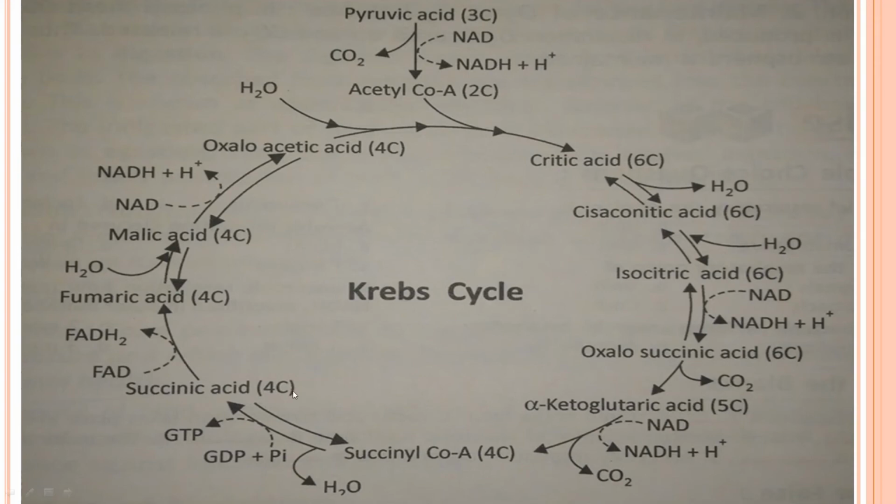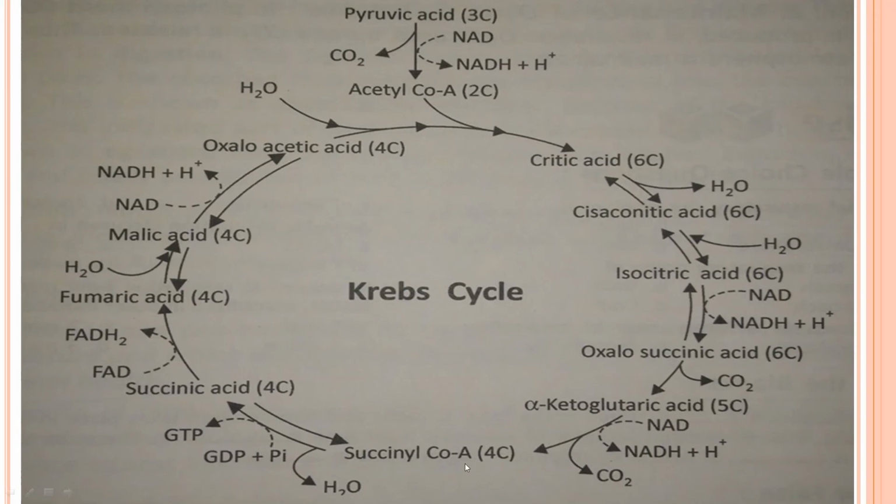These are all four-carbon compounds. Okay? So this is easy to remember. From succinyl CoA, succinic acid, then fumaric acid, then malic acid, then oxaloacetic acid. For the first part, remember CCIOK. Till here: citric acid, cis-aconitic acid, isocitric acid, oxalosuccinic acid, and alpha-ketoglutaric acid.